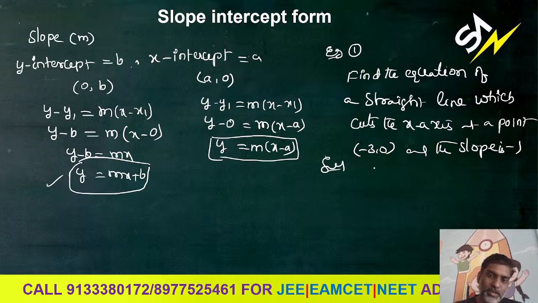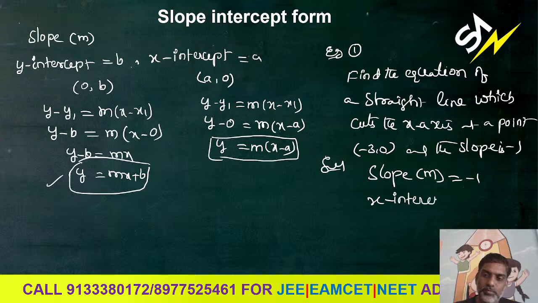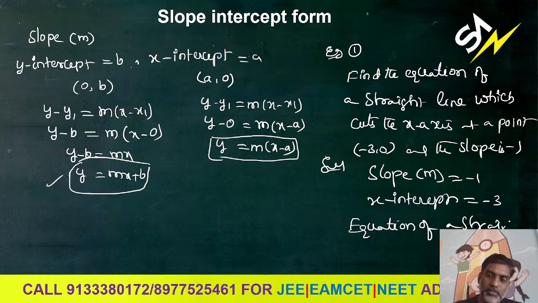So first we can write what they have given. Slope m is given. What is slope m? Minus 1. And next, the line cuts the x-axis at the point minus 3 comma 0. That means the x-intercept is given. How much is the x-intercept? Minus 3. Then what is the equation of the straight line here? The equation of a straight line is y is equal to m times x minus a.